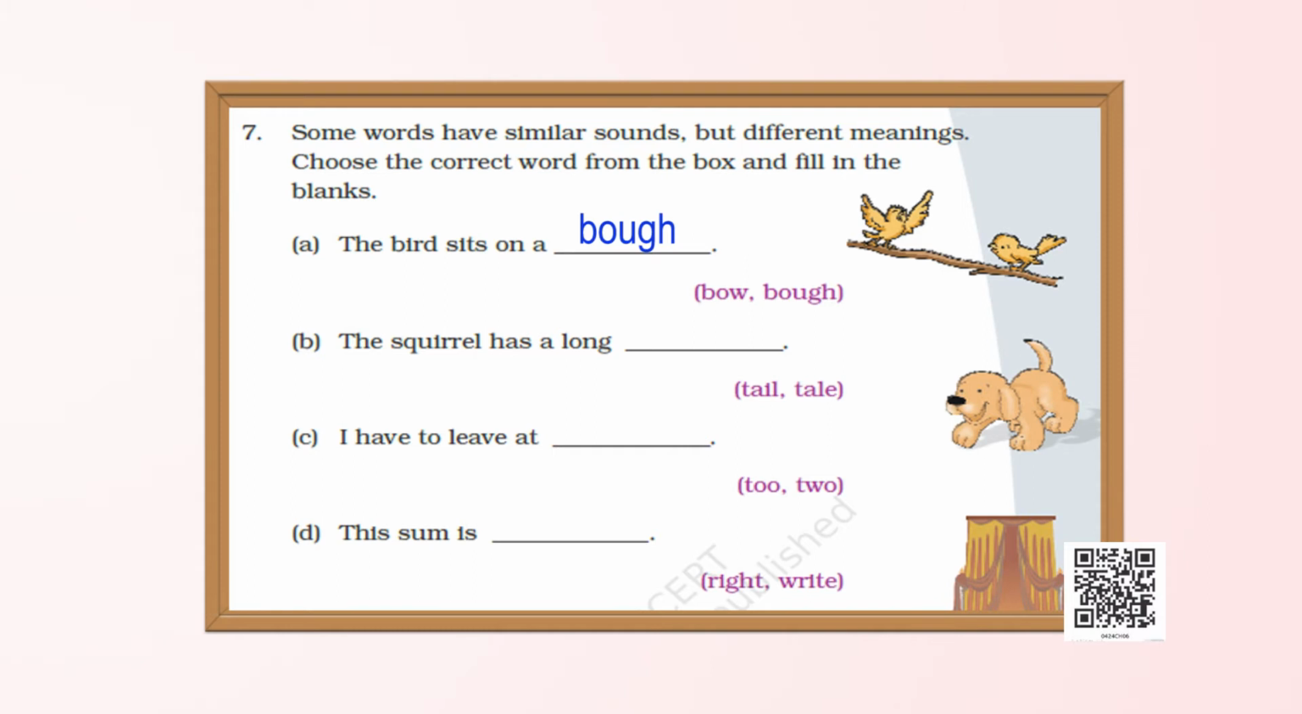B. The squirrel has a long tail. T-A-I-L or T-A-L-E? Yes, you're right. T-A-I-L. C. I have to leave at 2. It's 2 o'clock. So it must be T-W-O. You're right. D. This summer's right. Right. Yes, R-I-G-H-T is the right answer.